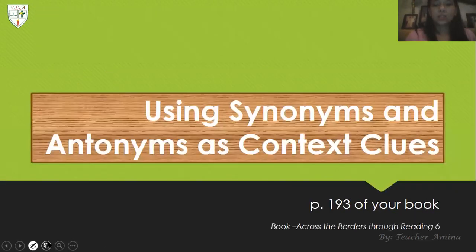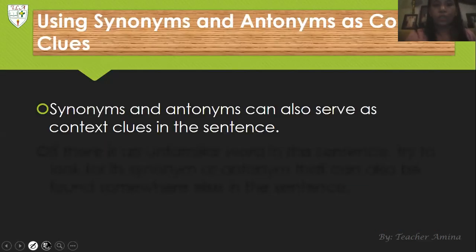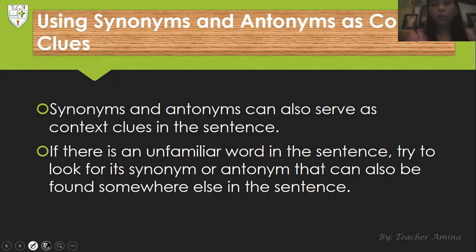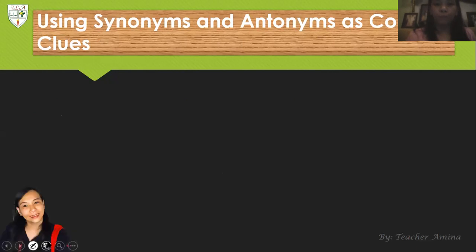So our next lesson is about using synonyms and antonyms as context clues. So we know that synonyms and antonyms can also serve as context clues in the sentence. If there's an unfamiliar word in the sentence, try to look for its synonym or antonym that can also be found somewhere else in the sentence. It will give you a clue on the meaning of the unfamiliar word.